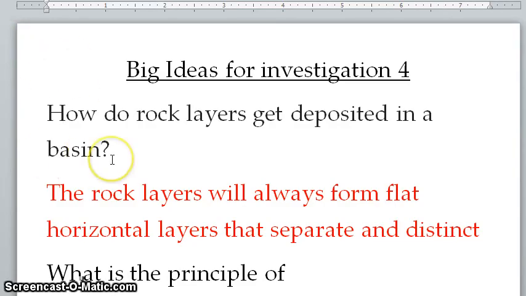So the rock layers, when they get deposited in a basin, always form flat horizontal layers that are separate and distinct. So you're going to be able to see where one layer stops, where the next layer starts, and they're always going to be flat and horizontal layers.